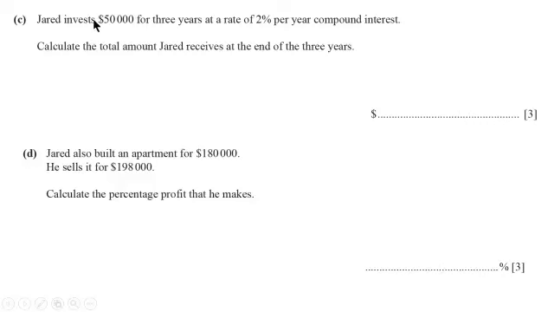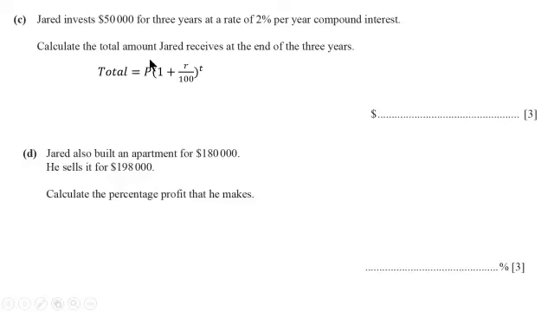C. Jard invests $50,000 for 3 years at a rate of 2% per year compound interest. Calculate the total amount Jard receives at the end of the 3 years. Please look at the type of interest, it's compound of course, and look at whether the question asks about the total or only the interest amount. So we have total amount here, okay?